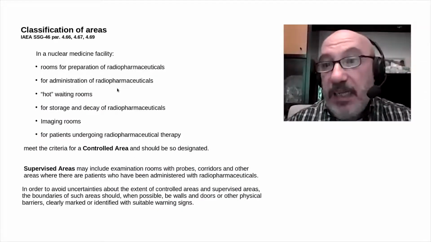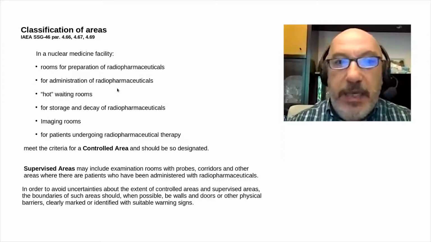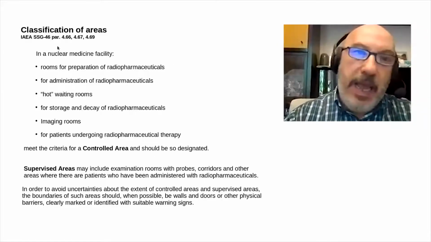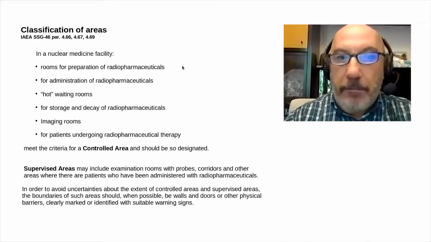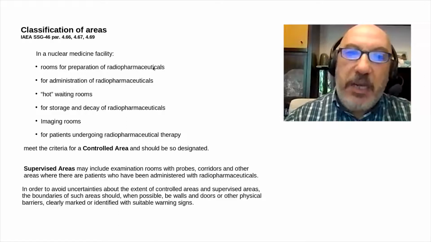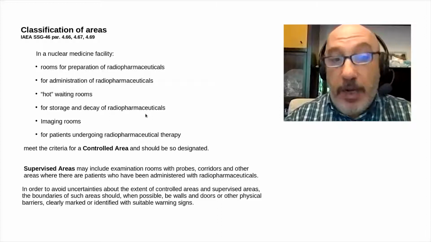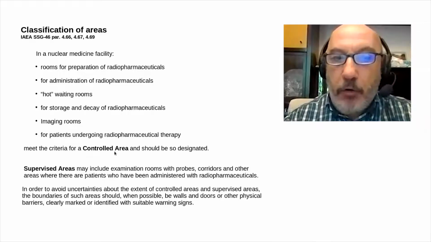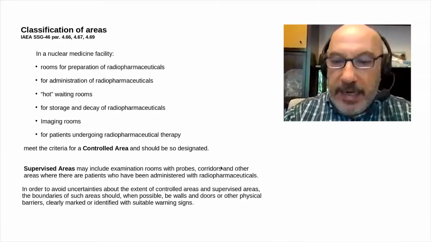The areas should be classified for radiation, and for radiopharmacy we also need a specific classification for the pharmaceutical aspects. As stated in the SSG-46, rooms for the preparation of radiopharmaceuticals, the administration, hot waiting room, storage of the radiopharmaceuticals, as well as storage of waste, imaging rooms, and wards for therapy should be controlled areas, while supervised areas may include areas with uptake probes, corridors, so the surrounding and ancillary areas.